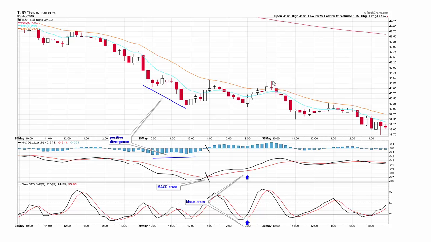It popped up, it closed over here. So if you didn't get in over here when we started to get the kiss and cross, here's the kiss and cross that I just showed you. If you didn't get in there, then the next day when this candle closed above the 21, that could have been your entry. But as you see, it just dropped right back down. Down, down, down, 4 consecutive down candles, took out the lows. So you got to get out.